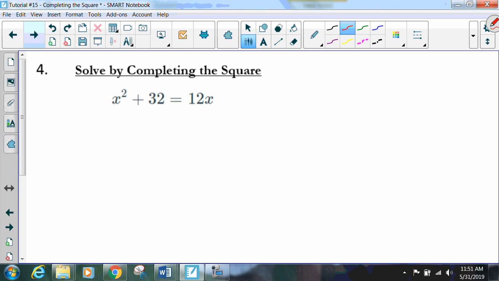Here we go, our last one. Oh no, every problem has to have something different about it, right? And here's the different thing. Our second term is really our last term. It's like this is not in order. Let's get ourselves in order right now.